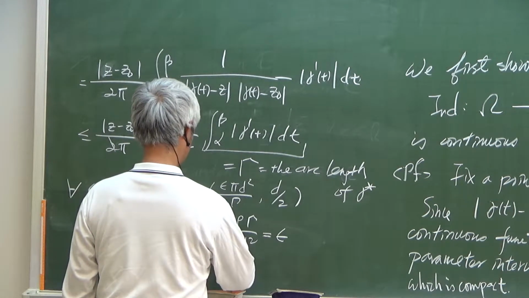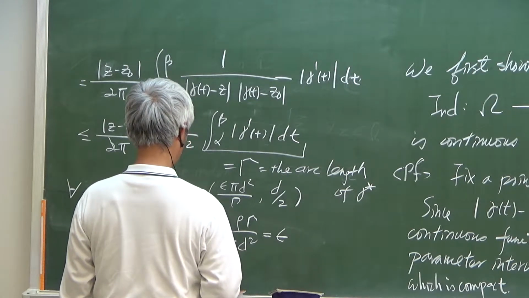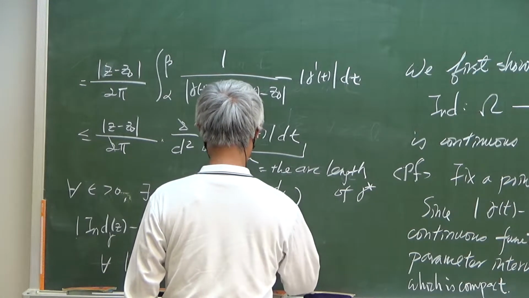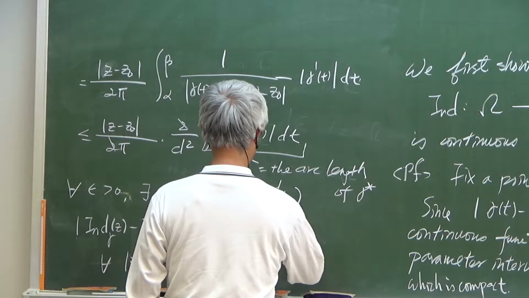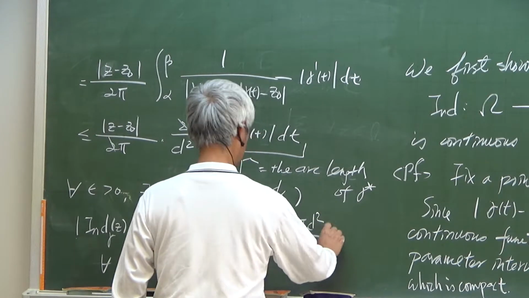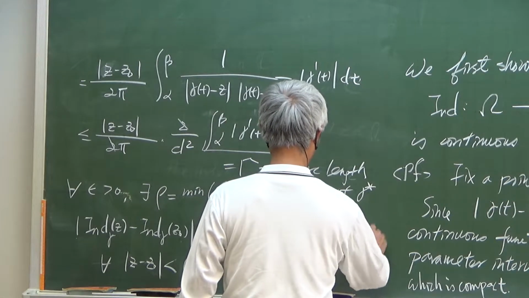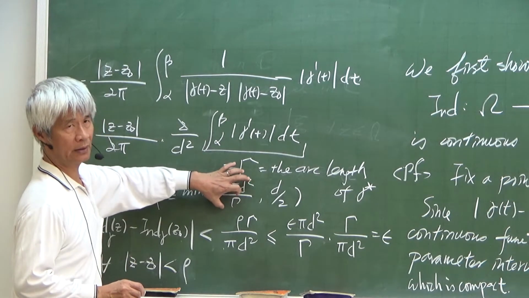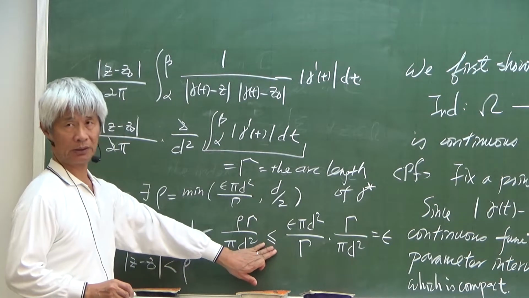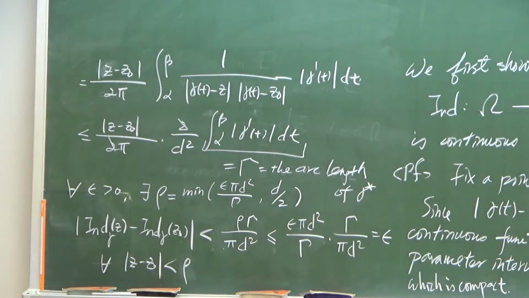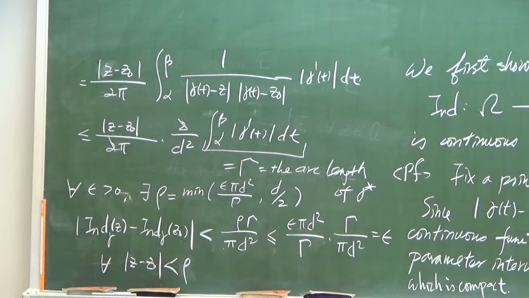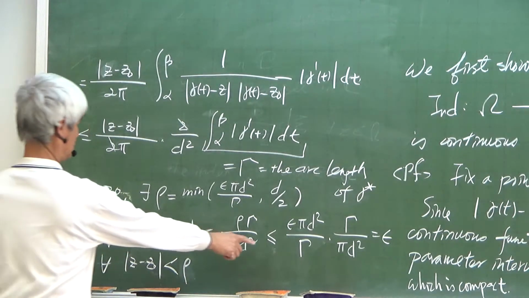Okay, so I have to say, this is less than or equal to epsilon over pi d square gamma times gamma pi d square. So this is epsilon. Okay, so I have to say, because rho is less than or equal to this number. First of all, I have to put the inequality here. This is just for mathematical reasons that we have to put that.